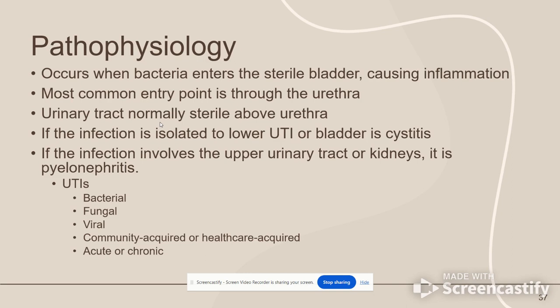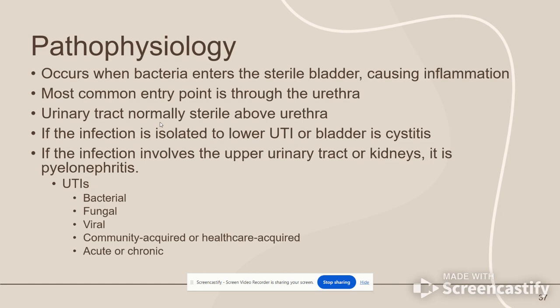All right, so again, it occurs when bacteria enter the sterile bladder, causing inflammation. Most common entry point is through the urethra. Urinary tract is normally sterile above the urethra, but if the infection is isolated to the lower urinary tract or bladder, it is cystitis. If the infection involves the upper urinary tract or kidneys, it is called pyelonephritis. UTIs can be bacterial, fungal, viral, community acquired or healthcare acquired, acute or chronic.